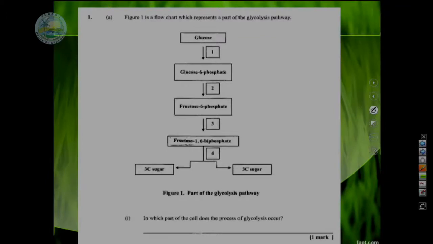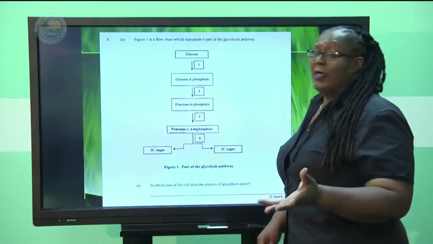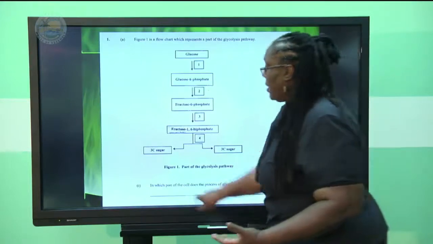Here, it is a flow chart which represents part of the glycolysis pathway. And you would see it's that first part where energy is being used up, right? The investment part of glycolysis. And they had the different numbers, 1, 2, 3, 4. And firstly, the first question, in which part of the cell does the process of glycolysis take place? Easy pickings, right? Of course, this is the cytoplasm. So you should have written there cytoplasm.